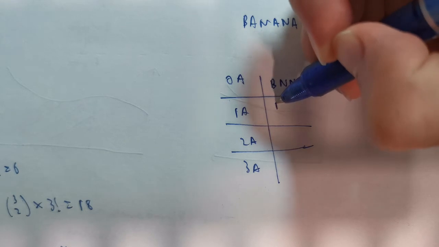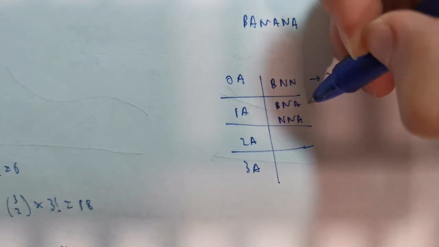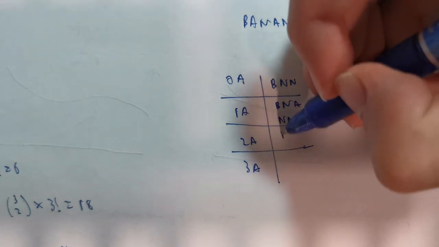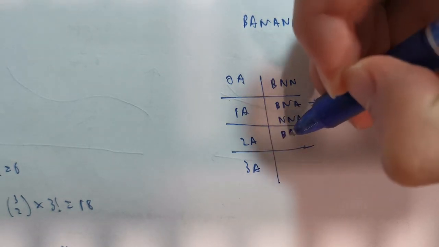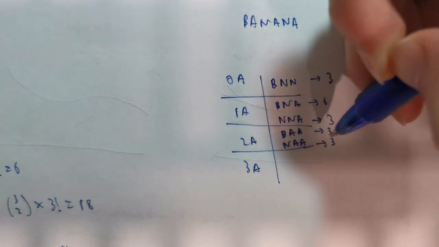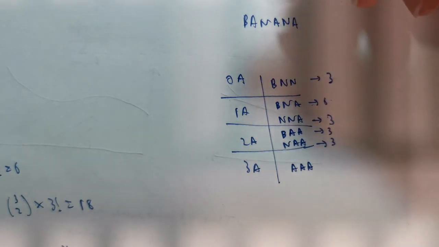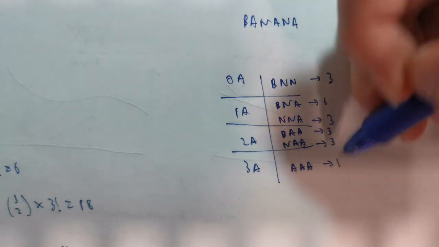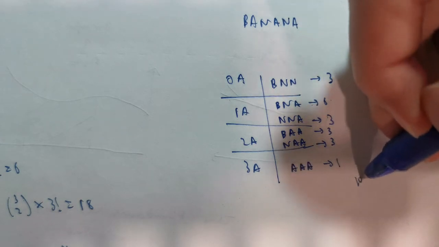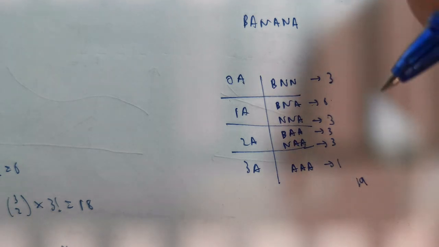For 1A you can either have BNA or NNA. This will give you 6 ways, this will give you 3 ways. For 2A's you can either have BAA or NAA. Both of these give you 3 ways. Then for 3A's you have AAA, which will give you 1 way. So in total this will give you 19 ways, which is correct.